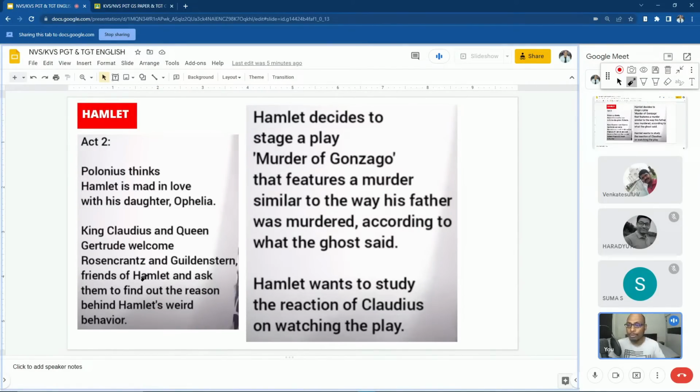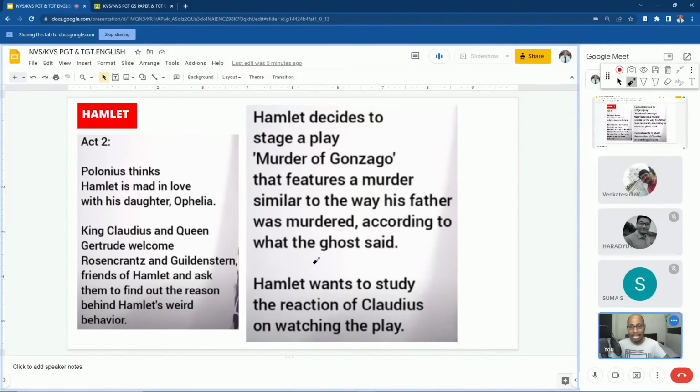In Act 2, Polonius thinks Hamlet is mad in love with his daughter Ophelia. King Claudius and Queen Gertrude welcome Rosencrantz and Guildenstern, friends of Hamlet, and ask them to find out the reason behind Hamlet's weird behavior. When Hamlet came to know about these things, he started acting like a mad person to find out the real intentions behind the marriage of his mother Gertrude to his uncle.